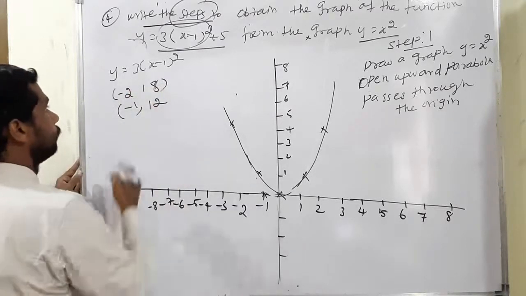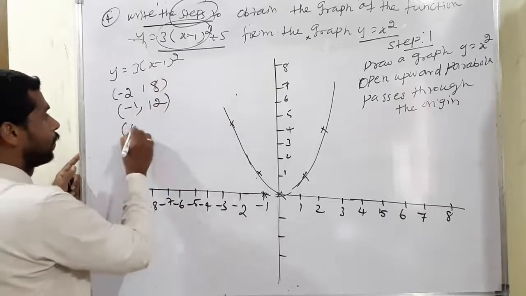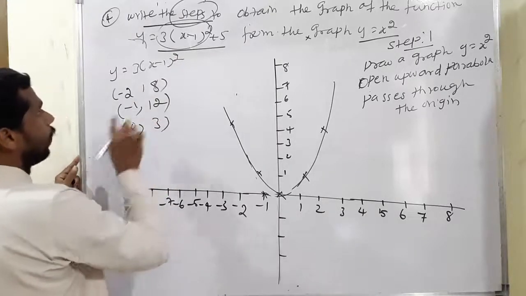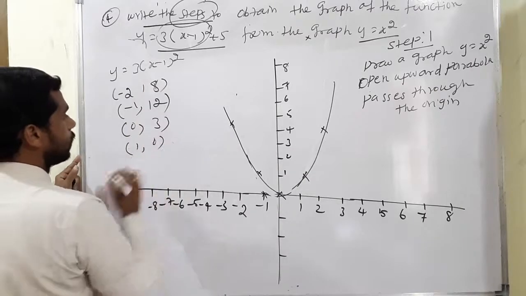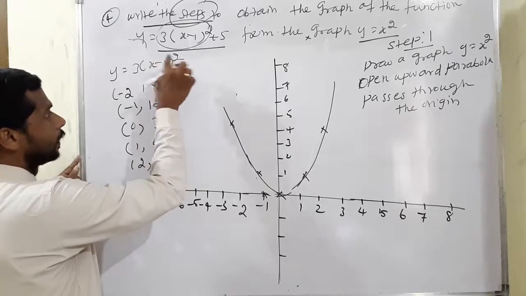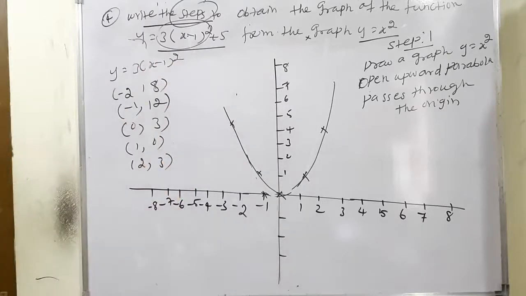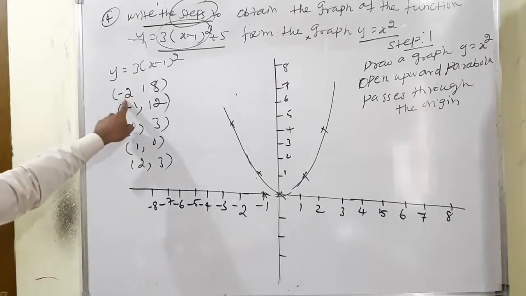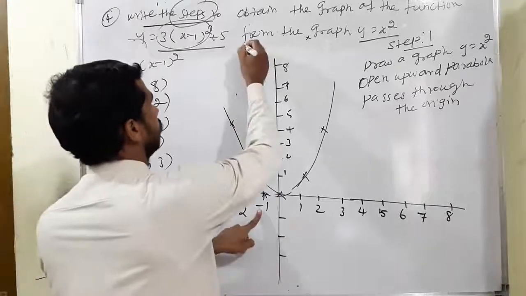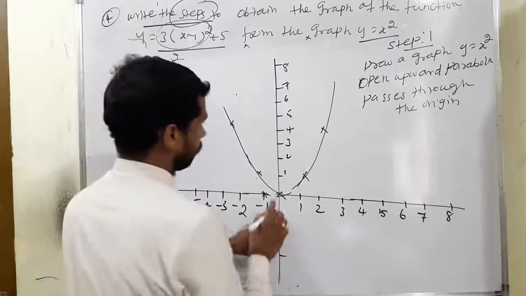Okay, next condition. Then 0 means what will happen? 0 minus 1, minus 1 the whole square means 1. 1 threes are 3. Again positive 1 means 1 minus 1, 1 comma 0. True means 2 minus 1, which is 1. 1 squared is 1, 1 threes are 3. Now the plotted terms. Minus 2 is biggest, no need. Minus 1 comma 12. Next case 0 comma 3.